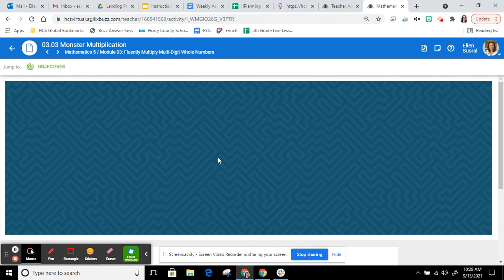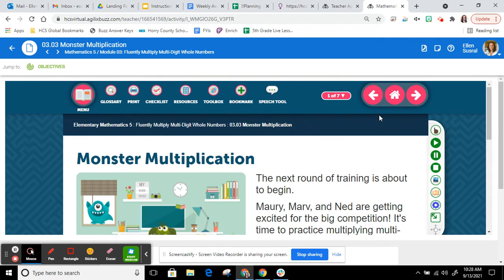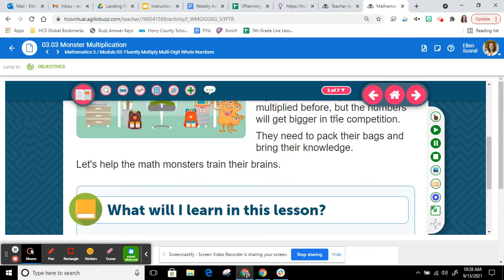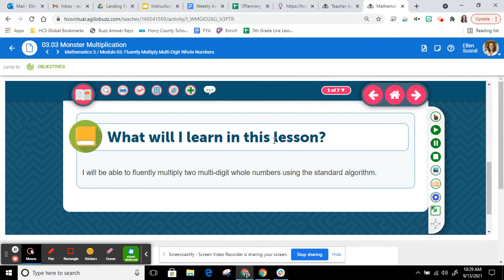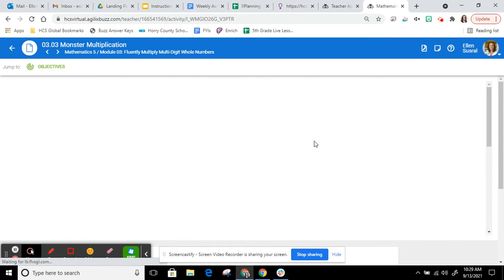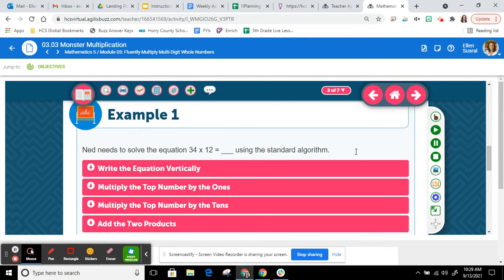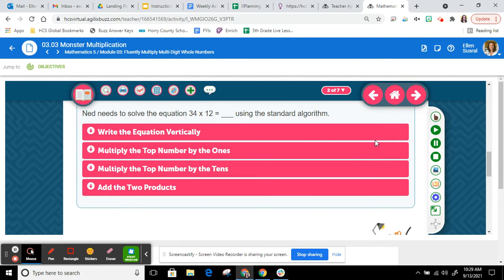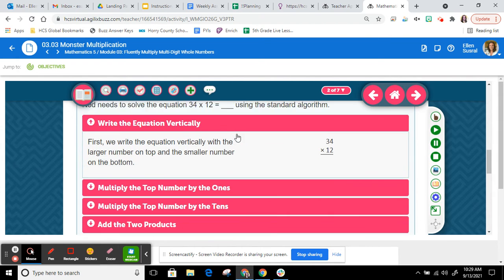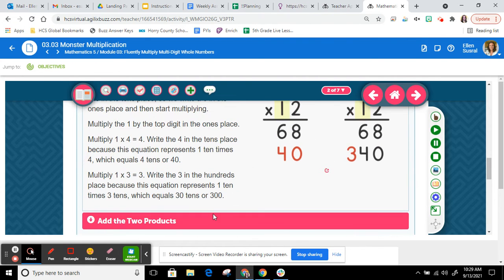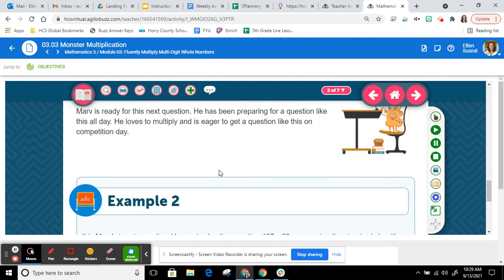And like I've always said, you want to make sure you go through all pages of this lesson. This lesson has 7 pages. You're going to want to make sure you go through all of the pages. We are working on multiplication and multiplying 2-digit whole numbers using the standard algorithm. As you go through the lesson, boys and girls, it's going to give you different examples of how to solve double digit by double digit multiplication. So make sure you go through and look at these examples. It takes you step by step of what you need to do. So please make sure that you go through.